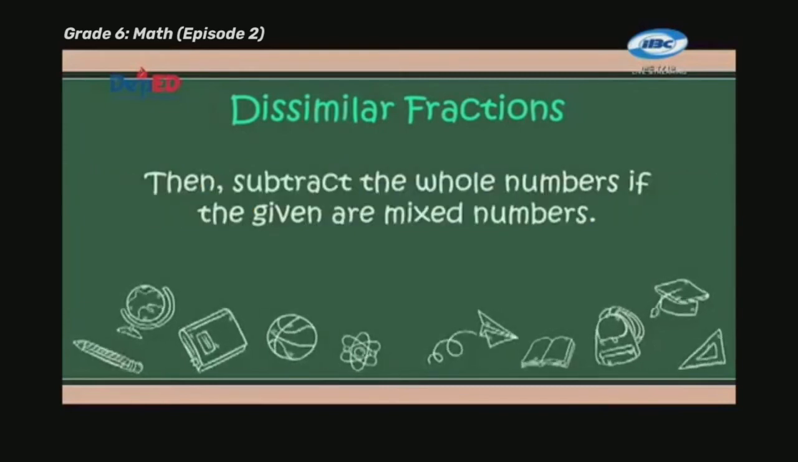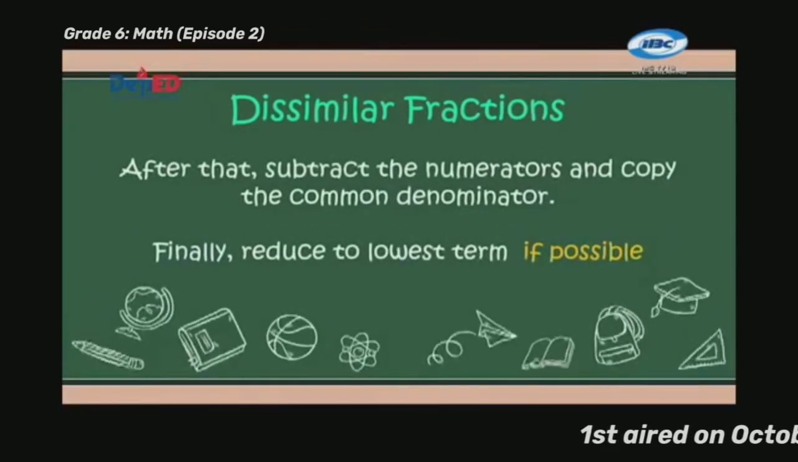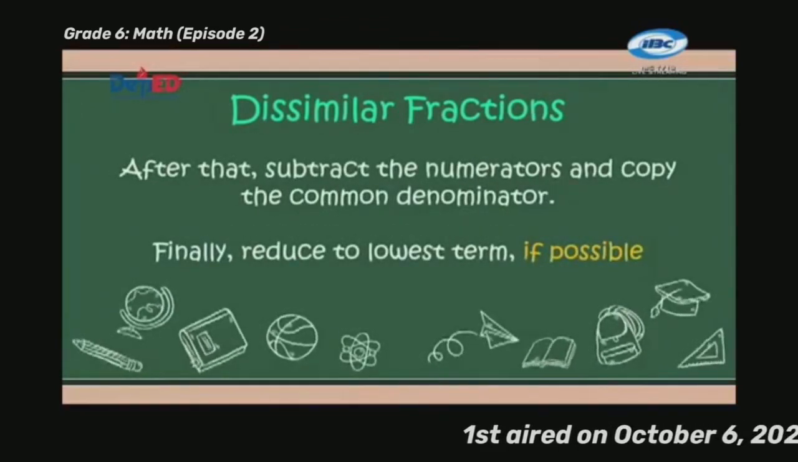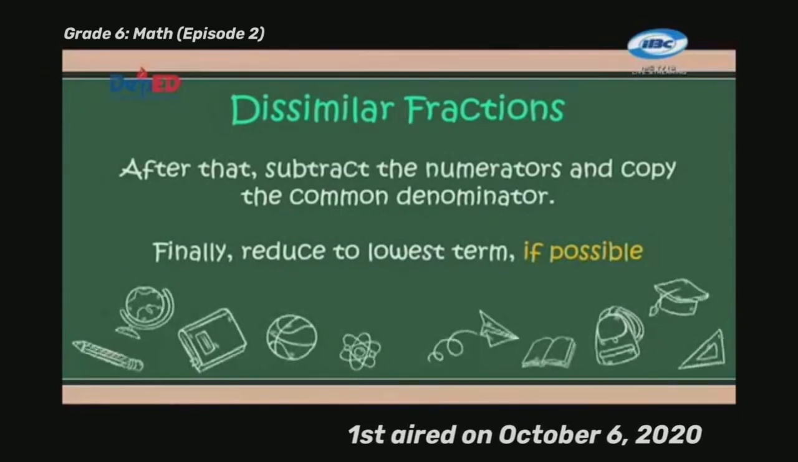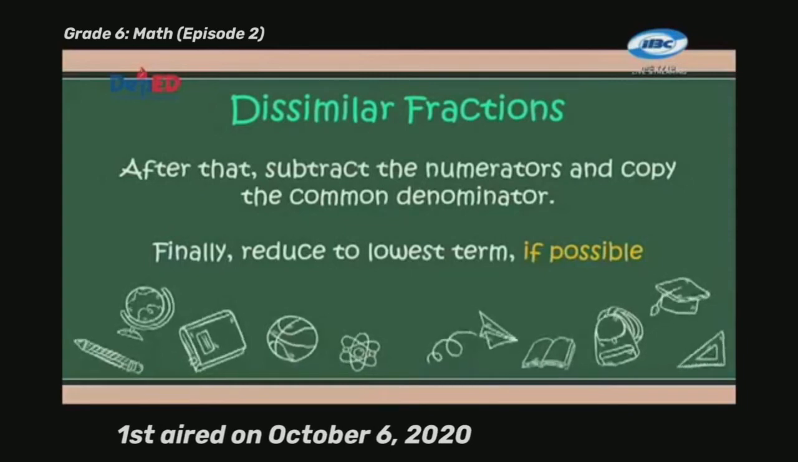Then, subtract the whole numbers if the given are mixed numbers. After that, subtract the numerators and copy the common denominator. Finally, reduce to lowest term if possible.